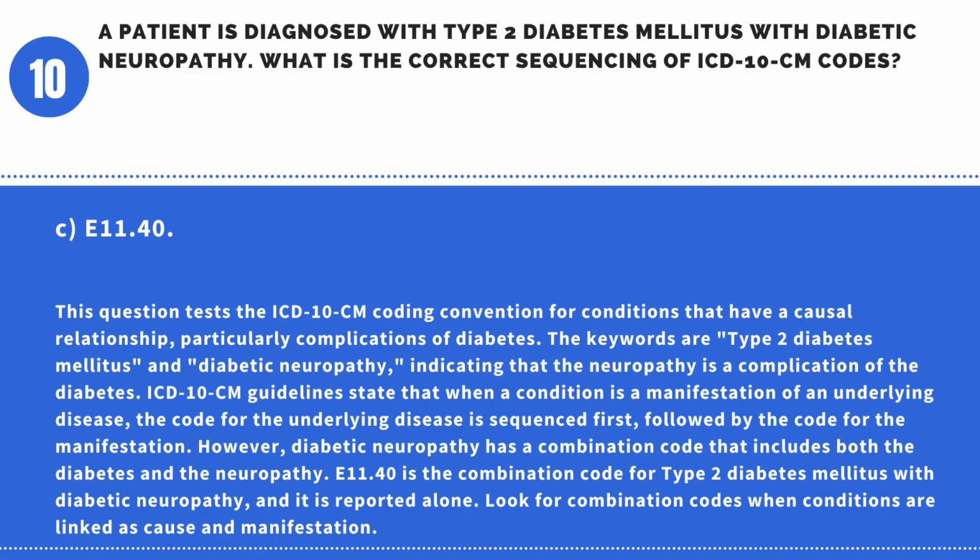However, diabetic neuropathy has a combination code that includes both the diabetes and the neuropathy. E11.40 is the combination code for type 2 diabetes mellitus with diabetic neuropathy, and it is reported alone. Look for combination codes when conditions are linked as cause and manifestation.